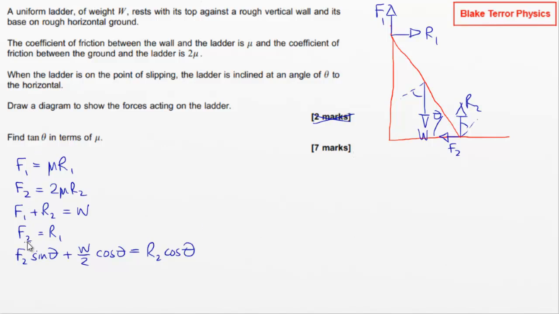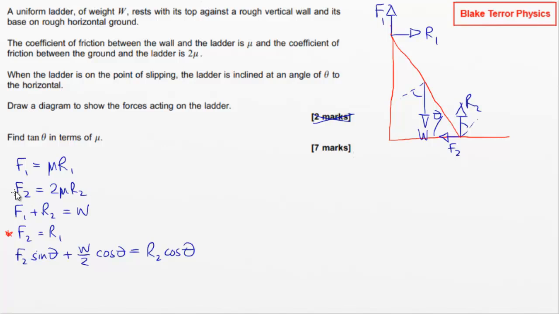Right, these can be a pain. I find the best thing to do with these when you've got so many equations is just start eliminating things one at a time. So let's start with this simple one here. F2 is equal to R1. Let's rewrite these and let's just eliminate F2 all the way through.